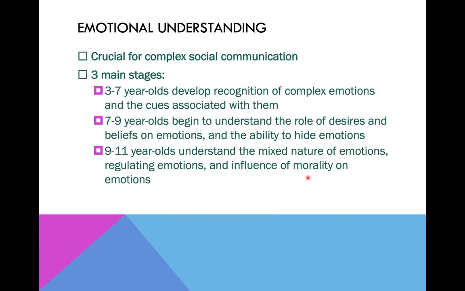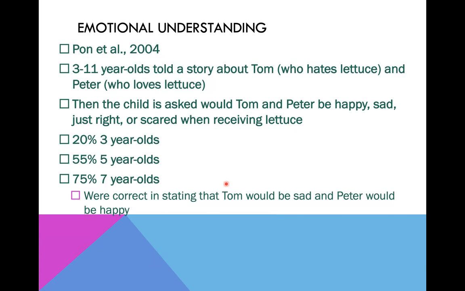And then 9 to 11 year olds begin to understand the mixed nature of emotions, whereas before it might be a little confusing that they have all these emotions. They don't know what to do with them. They begin to be able to regulate emotions better, and they begin to include morality in their emotions, where they make decisions based on right and wrong more consistently. Again, it does not mean that 7 to 9 year olds don't. It just means that 9 to 11 year olds do it more consistently and more effectively.